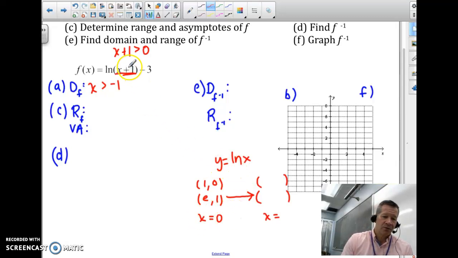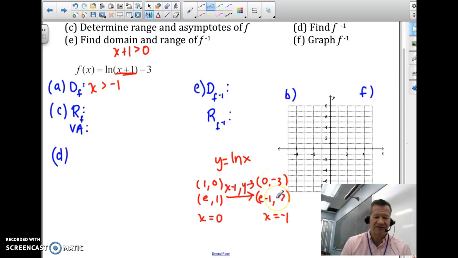Now, what transformations are taking place? Well, inside I'm adding 1 to x, so I need to do the inverse of what's inside. I need to subtract 1. Then outside they're subtracting 3. I need to subtract 3 from y. So let's do that. 1 minus 1 is 0. e minus 1 is e minus 1. And then 0 minus 1 would give me -1. The graph is going to move 1 to the left. Now the y values are all moving down 3. So this will be at -3, and then 1 minus 3 is -2.